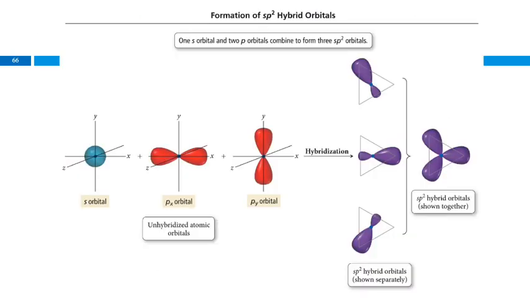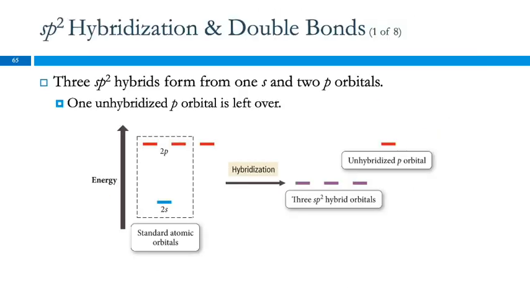Now let's go back to this one for just a minute. So these hybrid orbitals are between the s and the p orbitals in energy. They're relatively close to the p orbitals. There's an energy difference there, but it's not as big as between the s and the p, right?